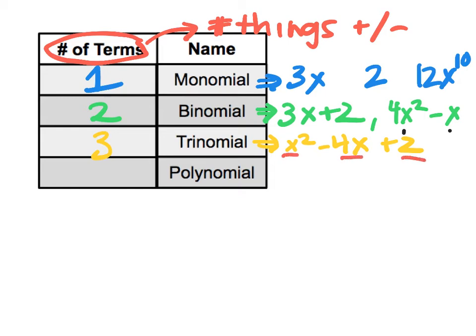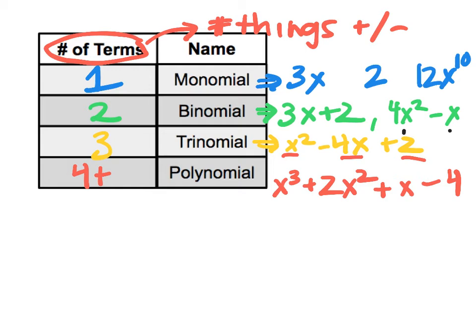And the last one's a polynomial. A polynomial has 4 or more parts. So it would be something like x cubed plus 2x squared plus x minus 4. That would be a polynomial.